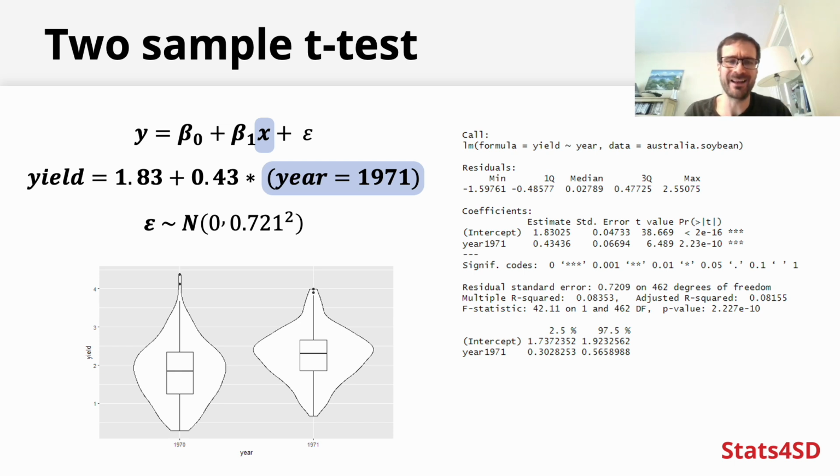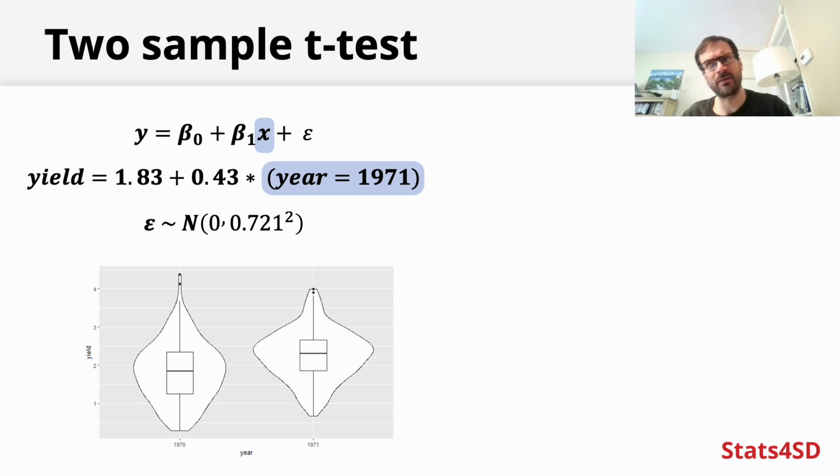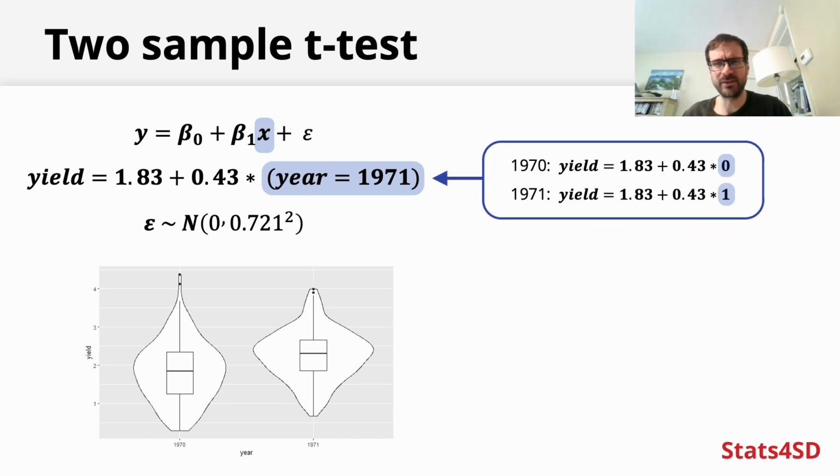So as we increase our x by 1, which is the interpretation we make when we have a continuous x variable, this now becomes, okay, if the year is 1971, that x takes a 1. If the year is 1970, the x takes a 0. So that now provides the difference in the means between 1971 and 1970. Because we multiply it by 0 if it's 1970, we multiply it by 1 if it's 1971.